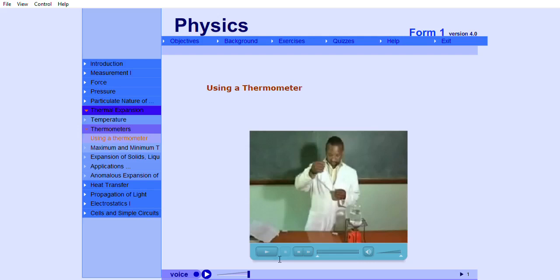Using a thermometer. In the video clip presented, observe how a thermometer is used.